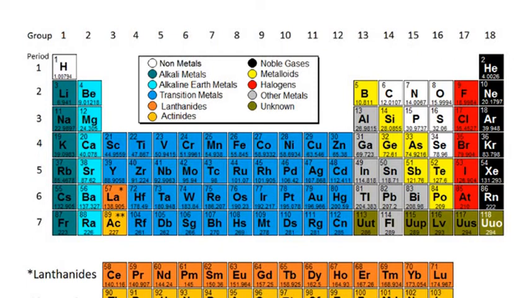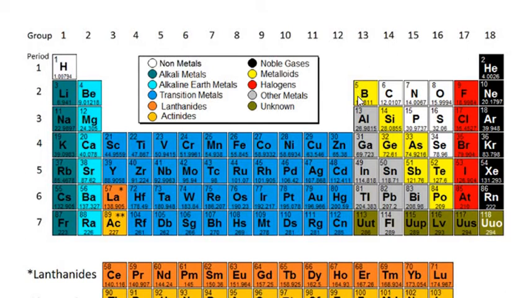Each group here in the periodic table has a name. The first group consists of many elements: hydrogen, lithium, sodium, potassium, rubidium, and so on. This group is called alkaline elements, or alkali elements, or alkali metals. This is for group 1. Group 2 is called alkaline earth metals.